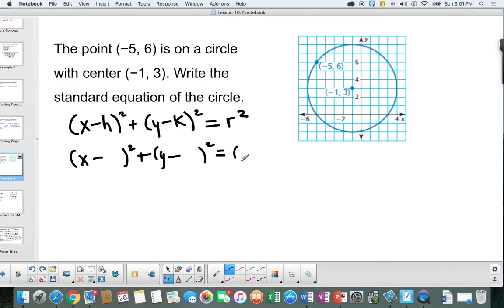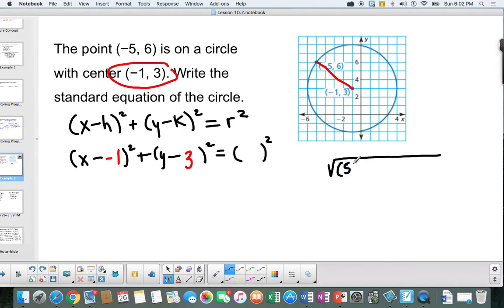We just don't know our r at this point. So I'm going to substitute, this is the center, so I'm going to substitute -1 in here and 3 in here. And the radius I'm going to have to figure out by finding this distance right here. So I'm going to find the distance between those 2 points.